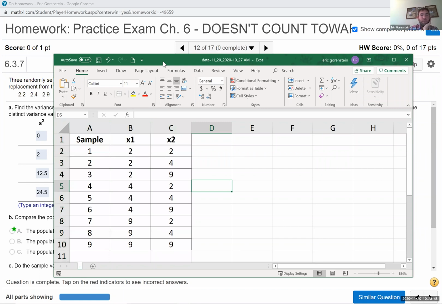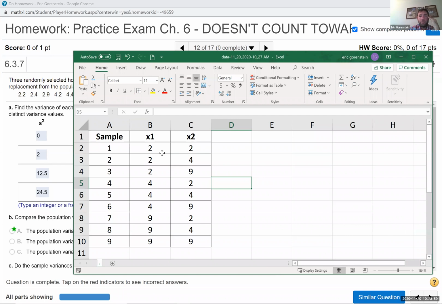Okay, find the variance of each of the 9 samples. Then summarize the sampling distribution of the variances in the form of a table. Okay, so we have to calculate 9 sample variances. That's sample number 1, 2, 2. And that's sample number 2, 2, 4. So we have each pair of numbers as a sample.